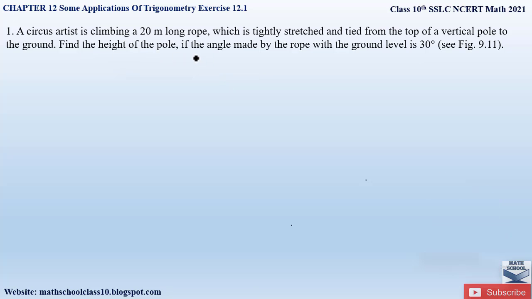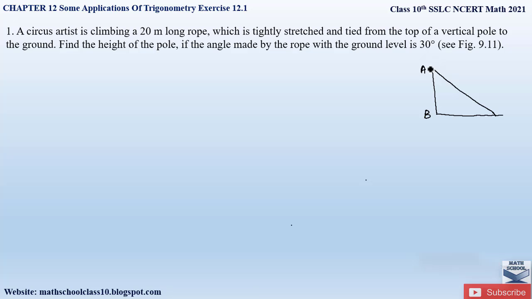So after reading the question, let us now draw the figure. They have given us that a circus artist is climbing a 20-meter long rope which is tightly stretched and tied from the top of a vertical pole to the ground. Here we have a vertical pole. Let us name this pole as AB, and there is a rope tied from the top of the pole to the ground. So this is our ground level.